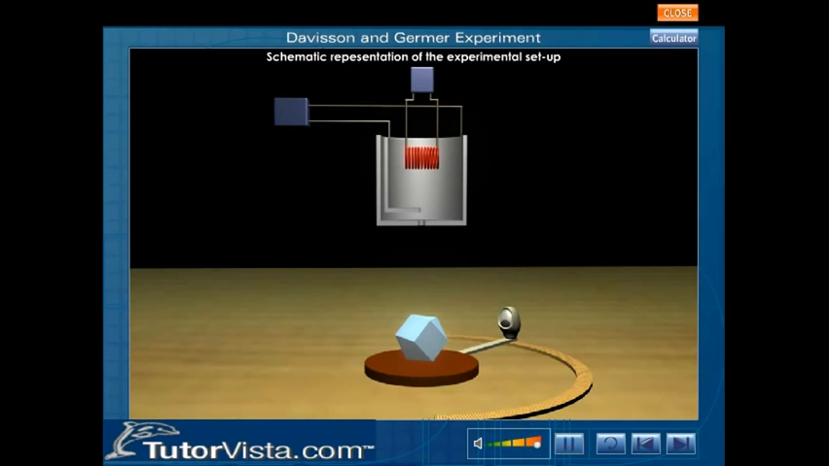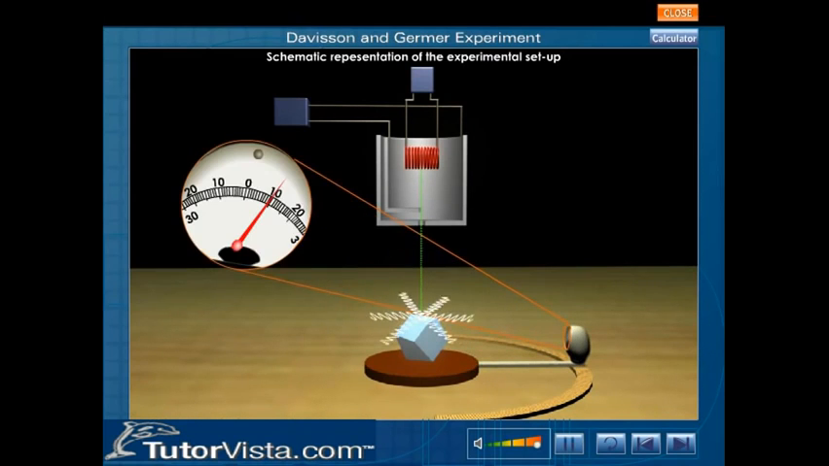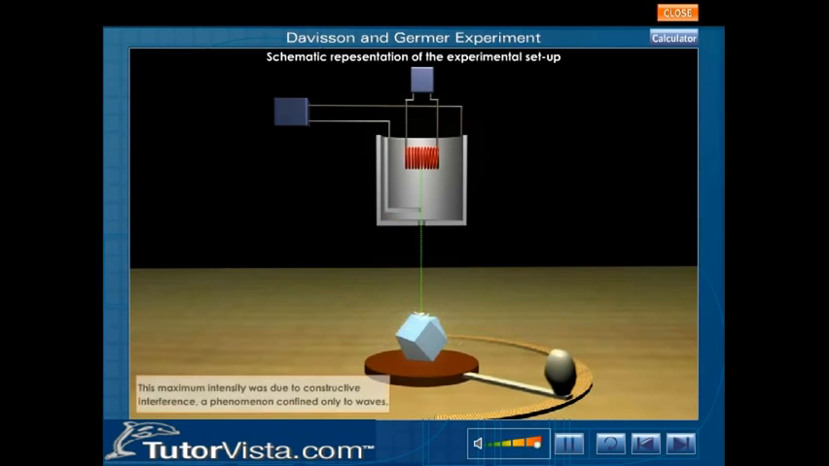The electron beam was made to pass through a pinhole and made to strike the crystal normally. The electrons scattered in all directions, acting like waves. They observed that at certain angles, the detector indicated a peak in the intensity of the scattered electron beam. This maximum intensity was due to constructive interference, a phenomenon confined only to waves. Thus they experimentally proved the wave nature of electrons.